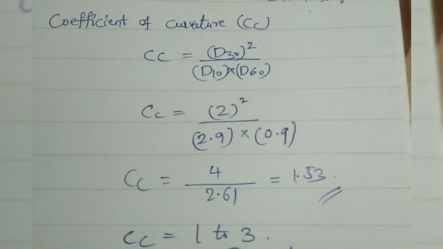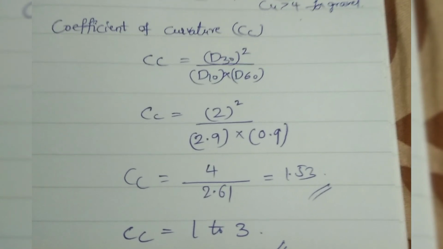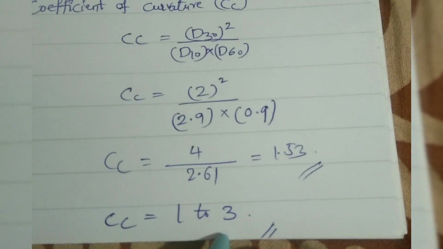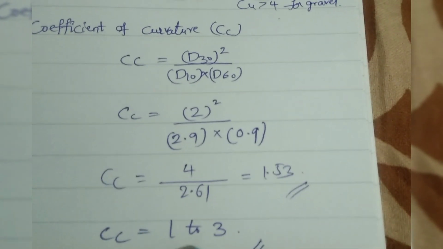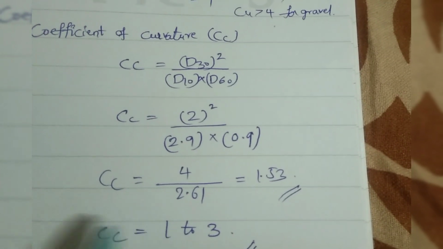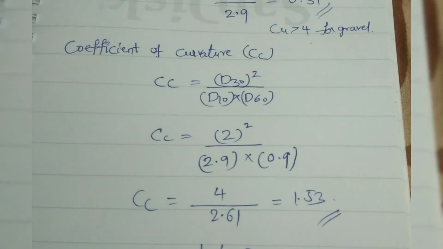So the final conclusion of this grain size analysis, the grain size distribution: from this experiment we can identify the classification of the soil, meaning the type of the soil. Here we conclude that the soil is well graded soil. Okay, this is the experiment.